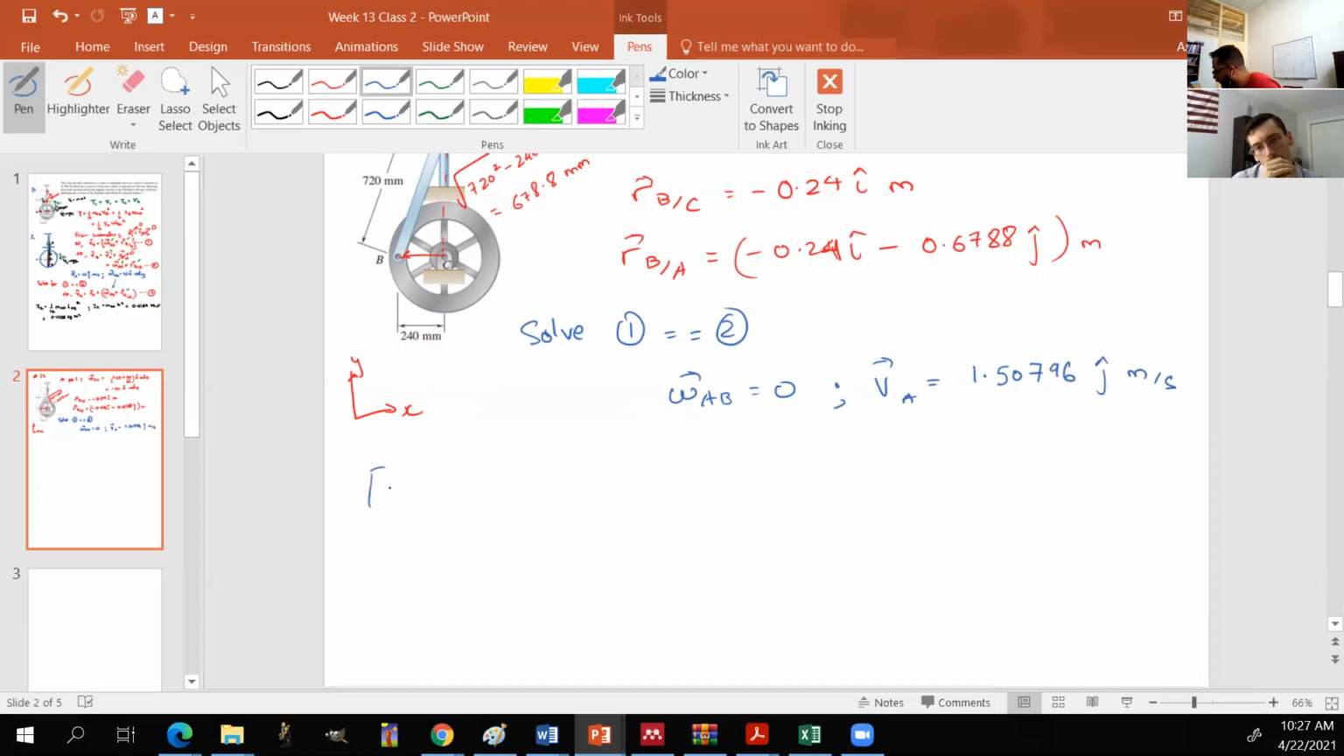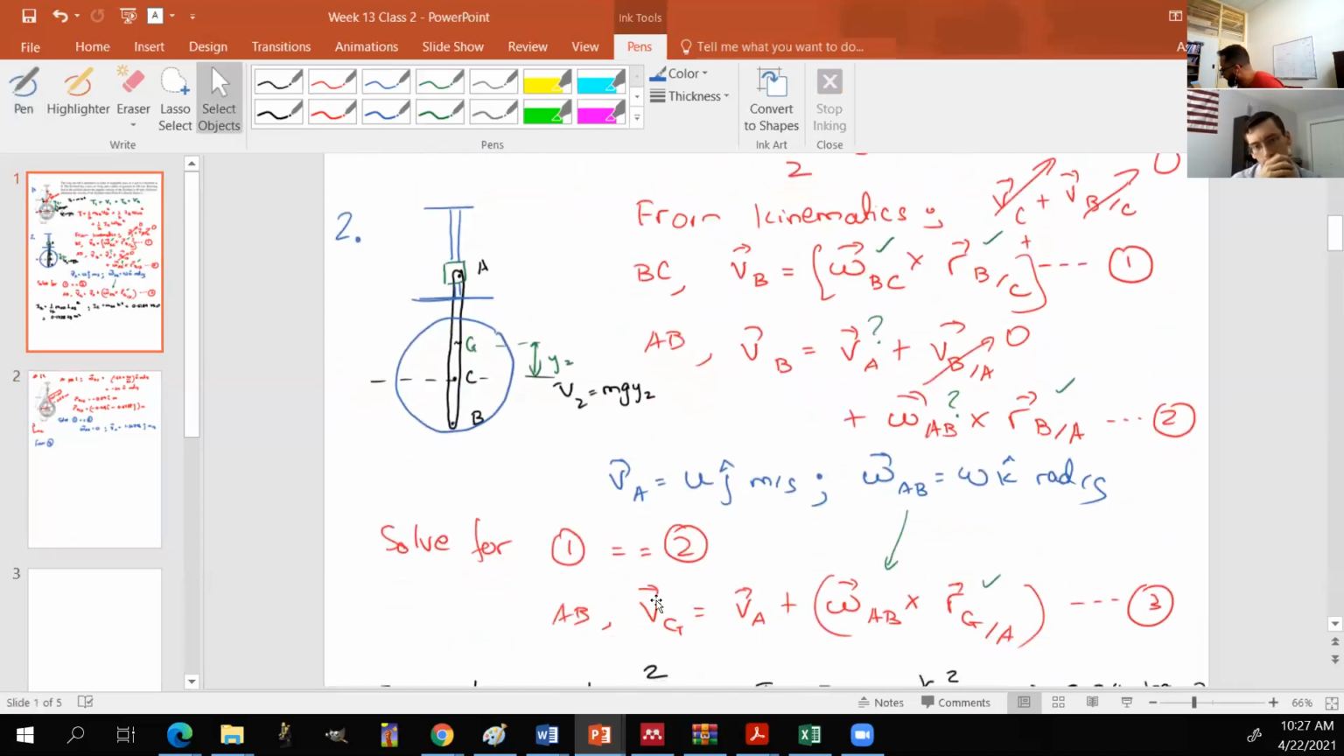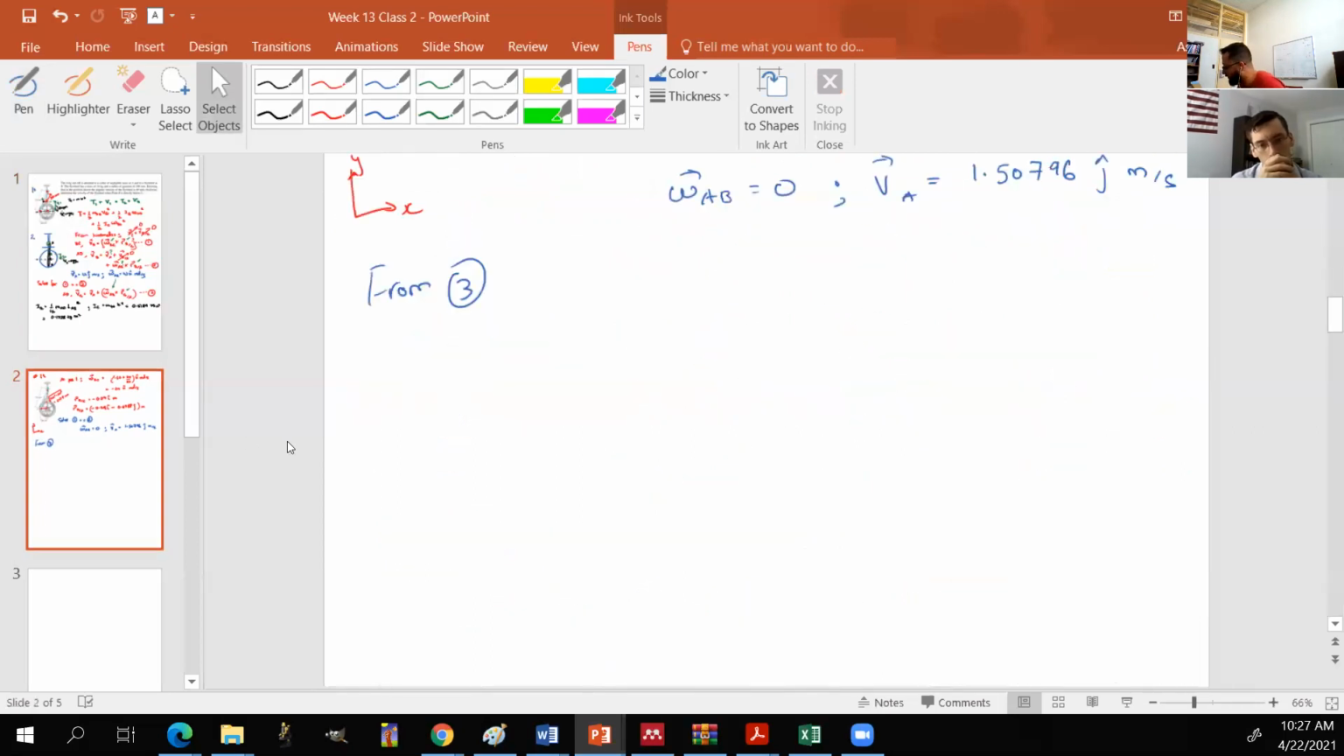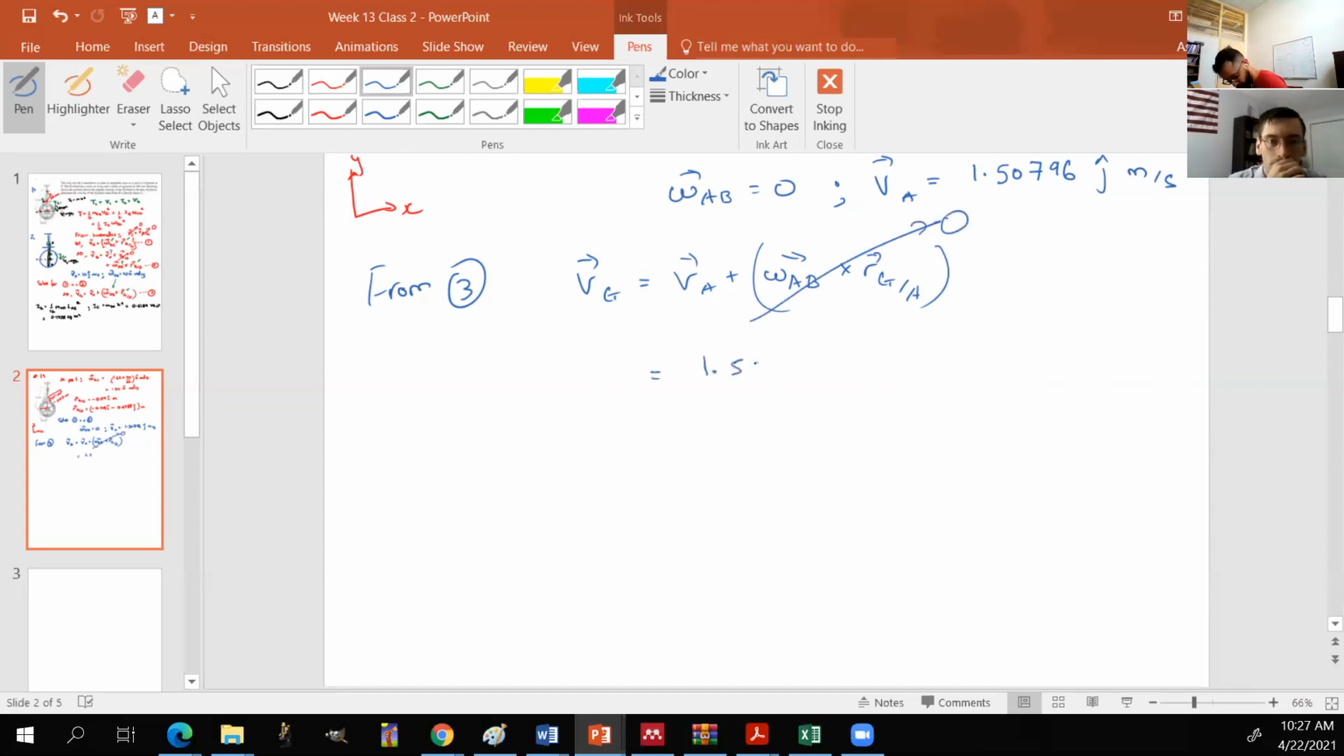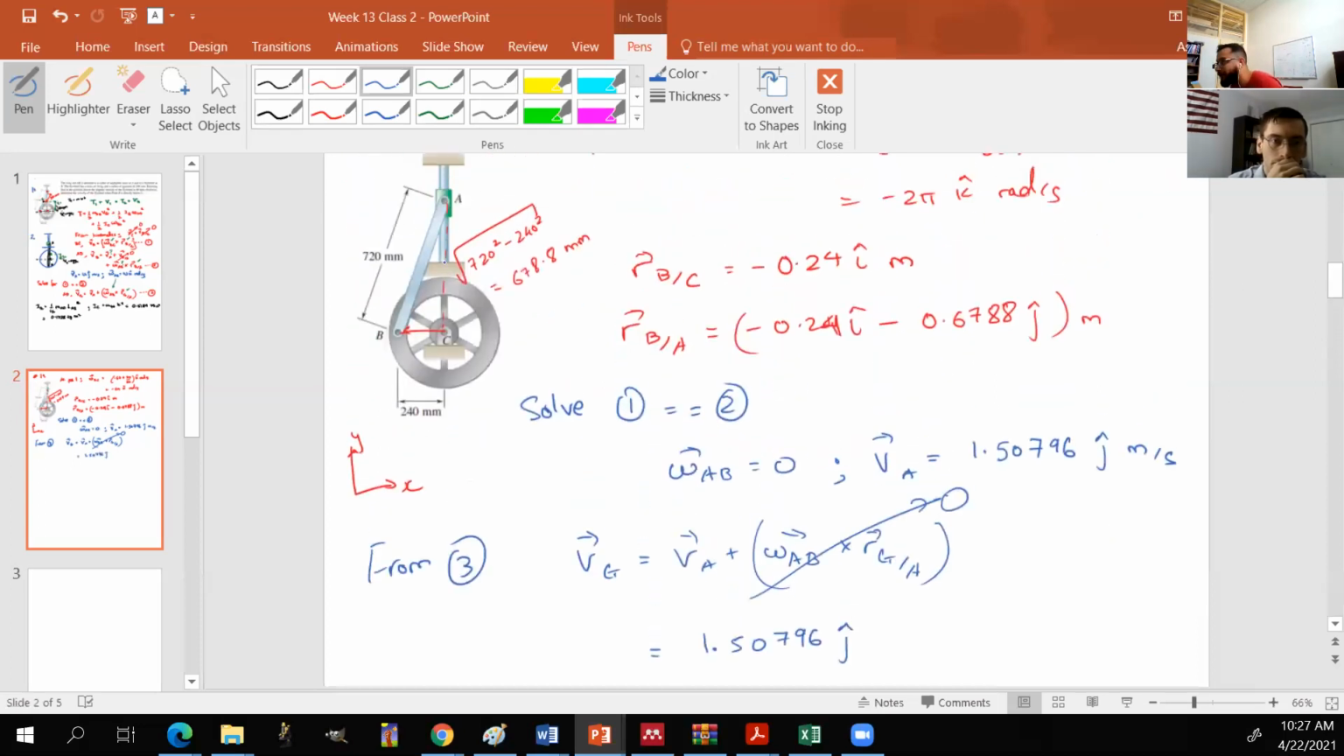All right, and then from expression 3, which is this expression here, I need to find out what VG is. My VG is just equal to VA plus omega AB crossed with R of G relative to A. Since omega AB is equal to 0, I don't even need to find R of G relative to A, so that whole term is equal to 0. So VG is just equal to 1.50796 J hat. What that means is that at this particular instant, AB is in pure translation. It's just moving up.